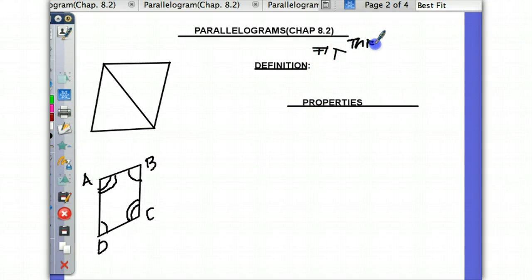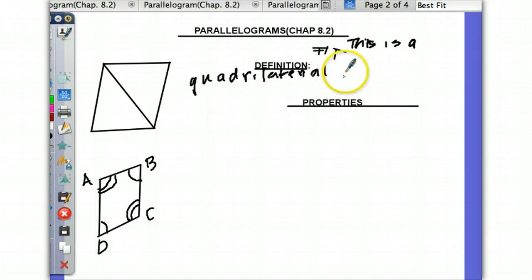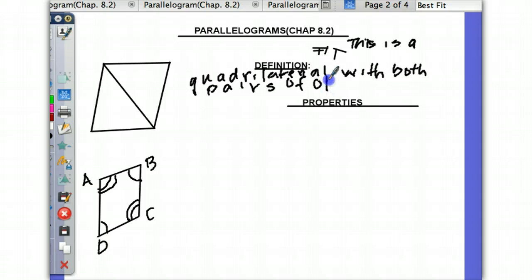Yeah, that's better. All right, this is, or these are, a quadrilateral with both pairs of opposite sides parallel.